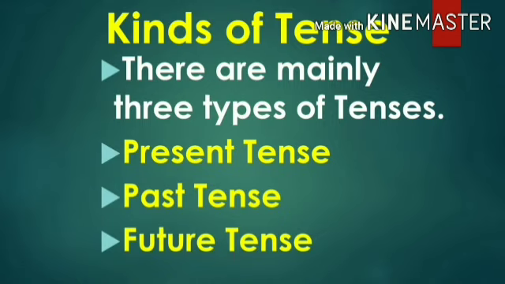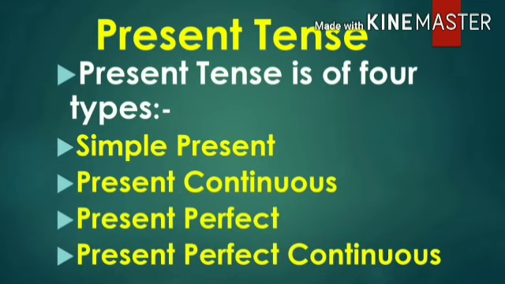Kinds of tense. There are mainly three types of tenses: present tense, past tense, and future tense. Tense is a big chapter, so today we will discuss present tense. Present tense is used when an action is happening right now or when it happens regularly. Present tense is of four types: simple present, present continuous, present perfect, and present perfect continuous.